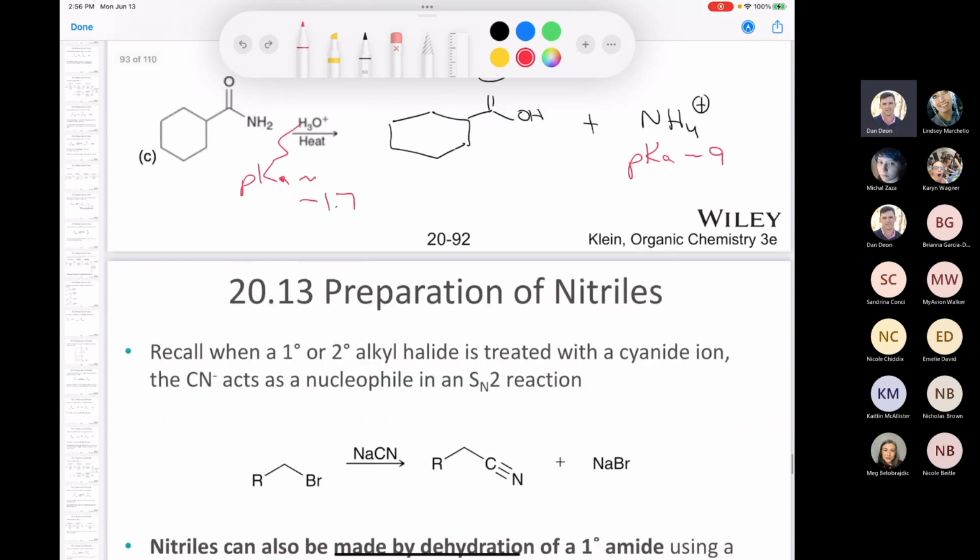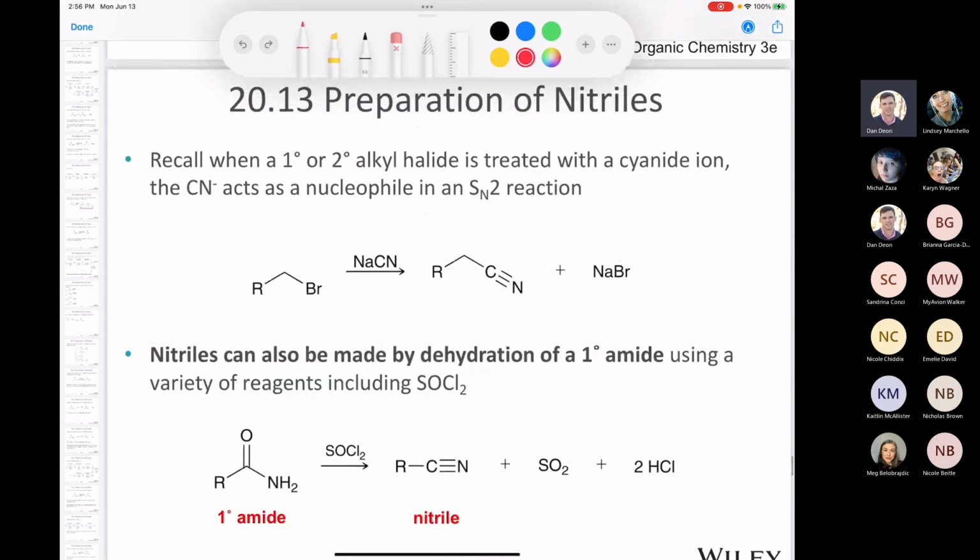All right, so that brings us to the last functional group section before we get into just hardcore synthesis, and that is nitriles. I think we deserve a little break, so why don't we take one?